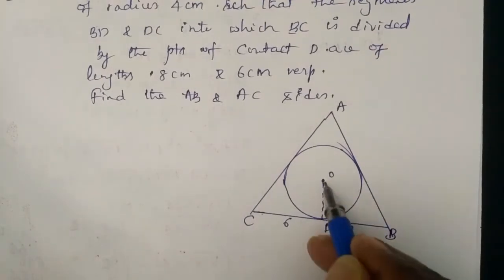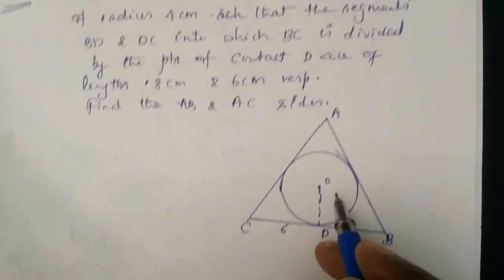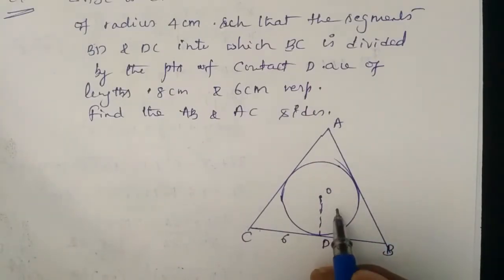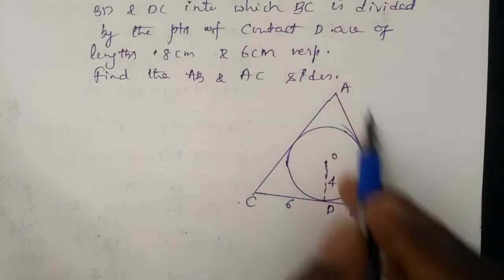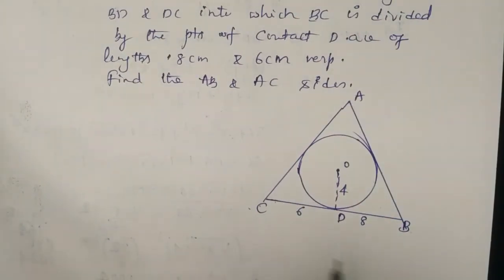See, it is given that OD is a radius. OD is the radius of the circle, which is 4 centimeter. CD length is 6, BD length is 8. What is the length of AC and AB? There are two unknown lengths.